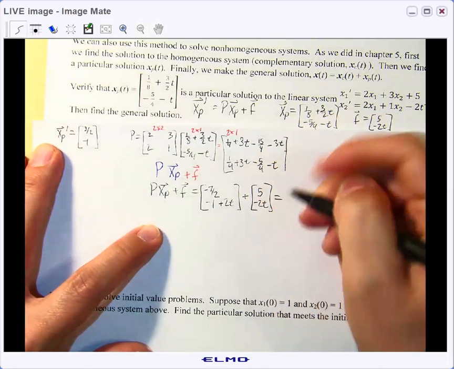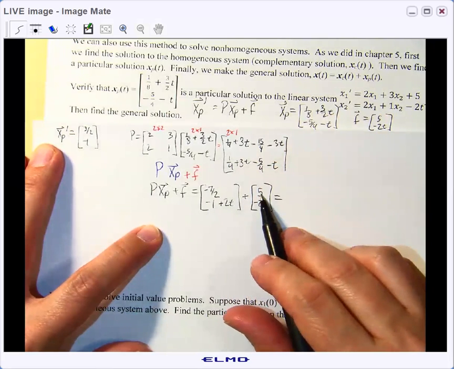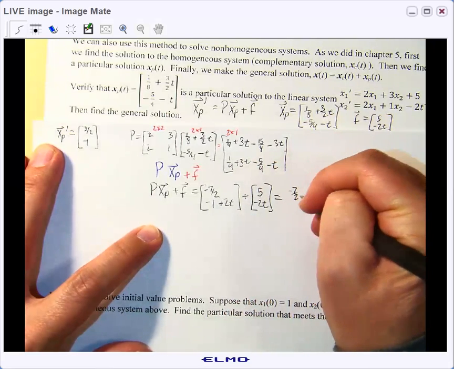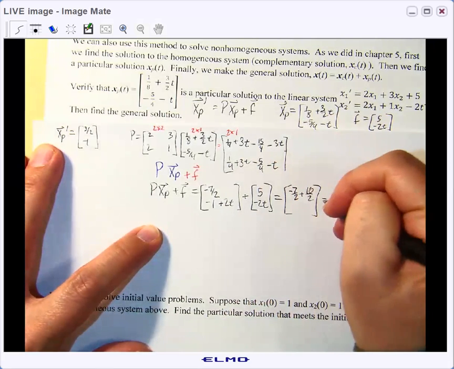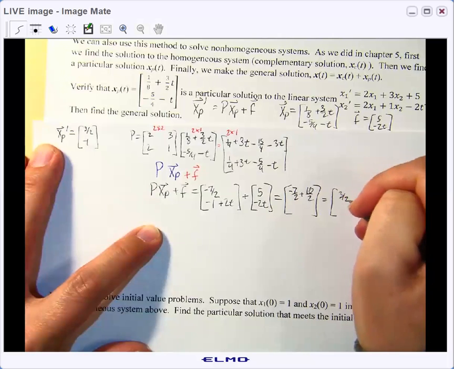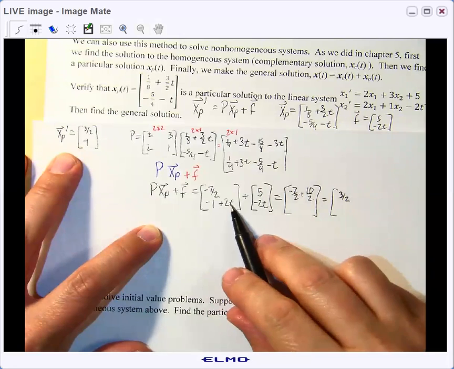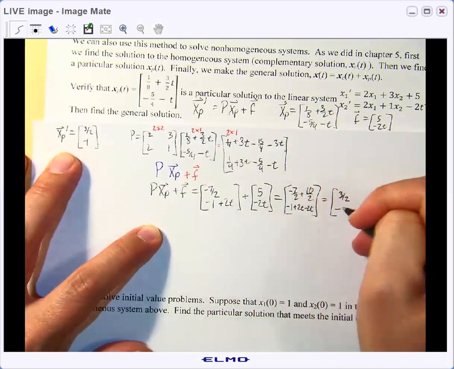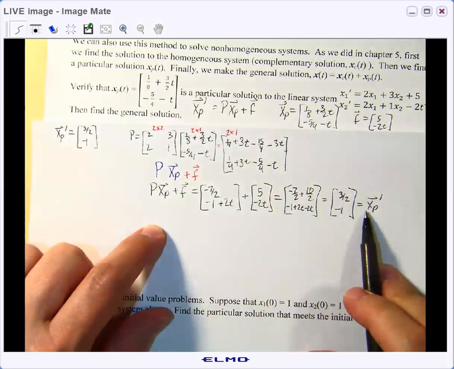When we add those, we've got -7/2 plus 5. 5 is 10/2, so -7/2 plus 10/2 is, and lo and behold, 3/2. Whew, that's good news. And then -1 plus 2t minus 2t is -1. And so we have now verified that that is a particular solution.